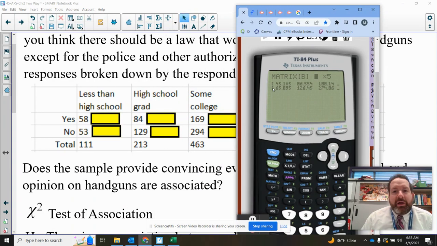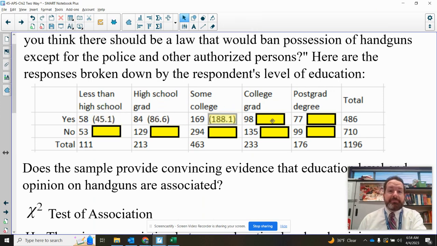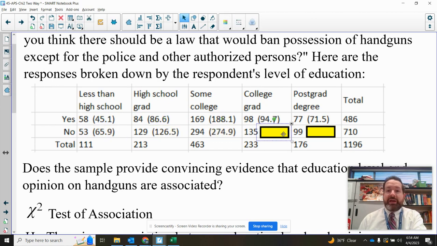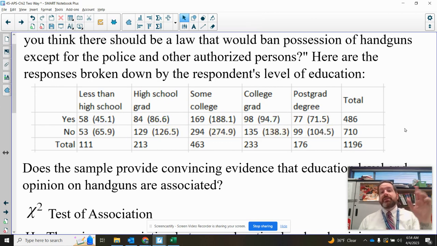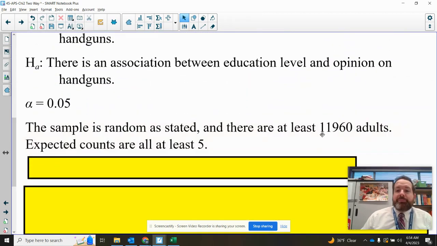Now, you can write the whole number if you have space. I think I ended up rounding to the nearest tenth. And notice how I'm showing them. You just write them in parentheses. Now, in the actual calculation, don't ever use rounded numbers, but the calculator didn't. We're only rounding because there's not enough space to write the whole number. So just enough that we can see, yes, those are all above 5. So we're in good shape. Random sample, 10% condition, expected counts are all at least 5.